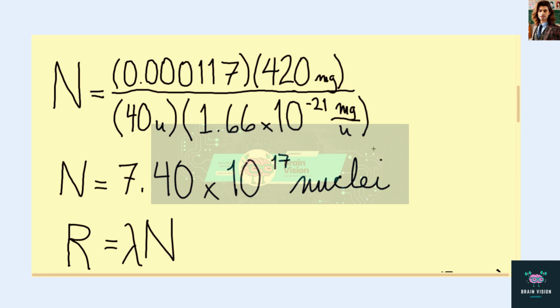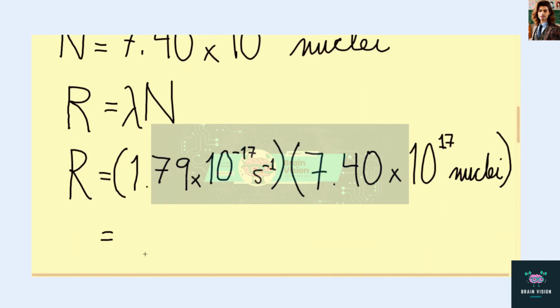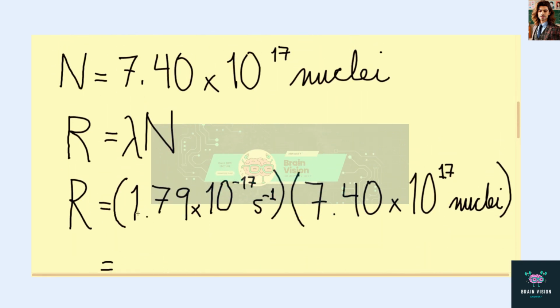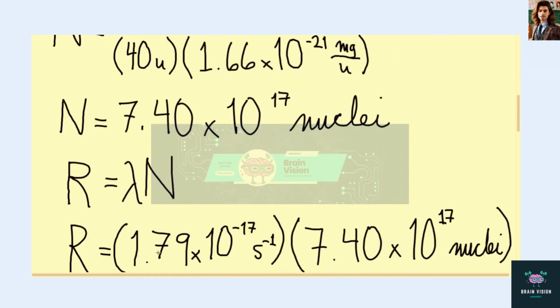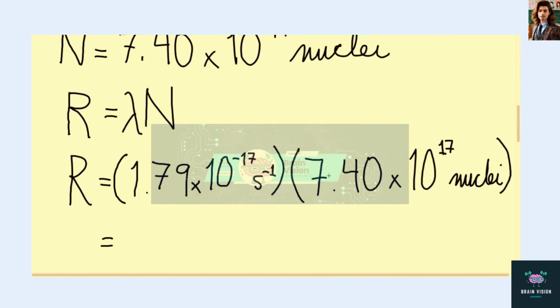And finally, using the decay constant and the number of nuclei, we can compute the radioactivity of our sample. That is simply the product of the two. And from above, we have 1.79 times 10 to the negative 17th reciprocal seconds for our decay constant. And we have 7.40 times 10 to the 17th nuclei.